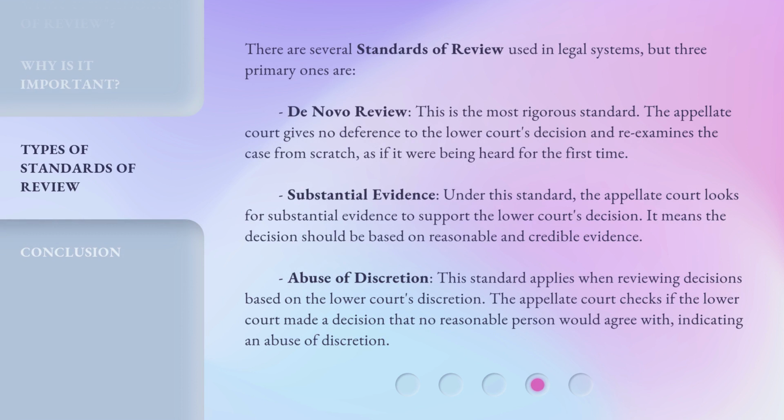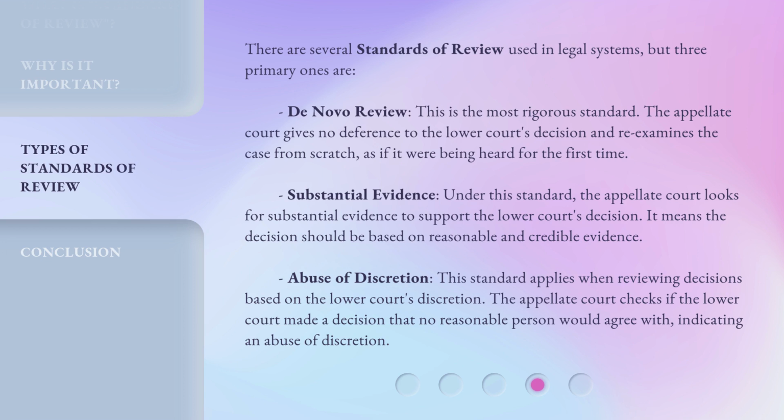There are several standards of review used in legal systems, but three primary ones are: de novo review. This is the most rigorous standard. The appellate court gives no deference to the lower court's decision and re-examines the case from scratch, as if it were being heard for the first time.